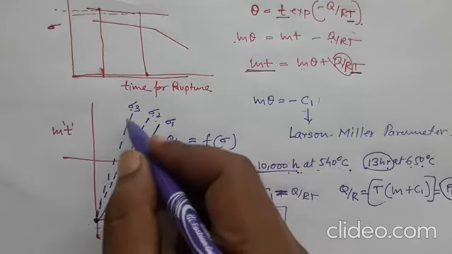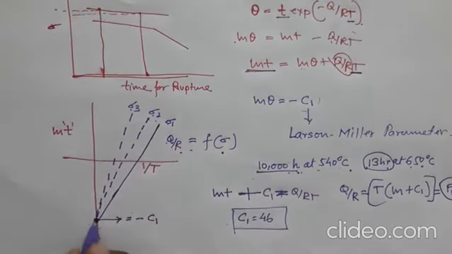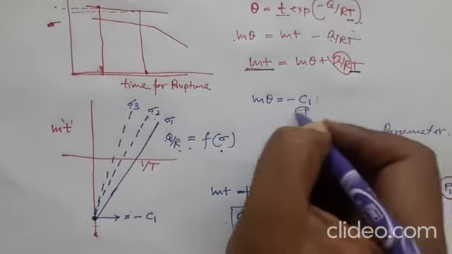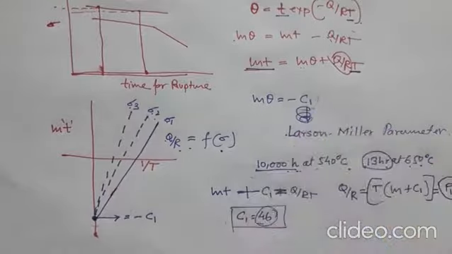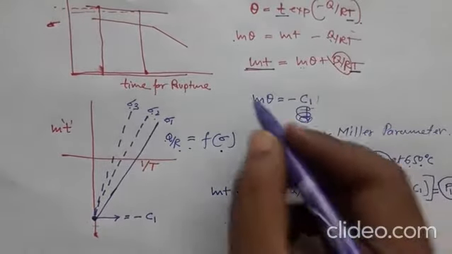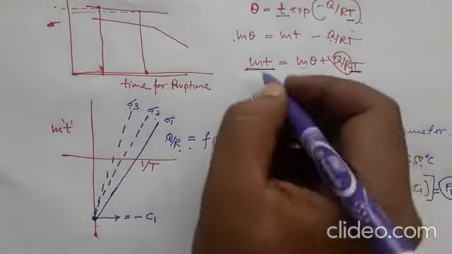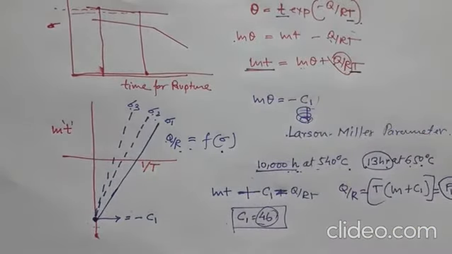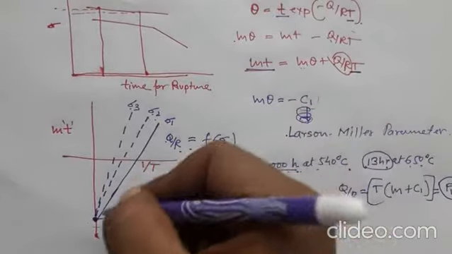So it was found that they all converge at a single point, and that single point is negative on the ln t axis, which is called minus C1. That value is minus C1, and C1 usually for these materials was found to be 46. Okay? And this is not the Larson-Miller parameter. This is a constant value, ln theta. This is the Sheridan parameter. Okay? So theta is the Sheridan parameter, which is related to minus C1, which is nothing but the intercept of this line.